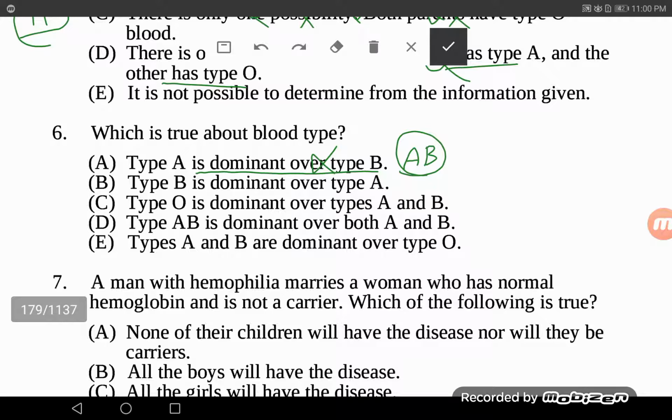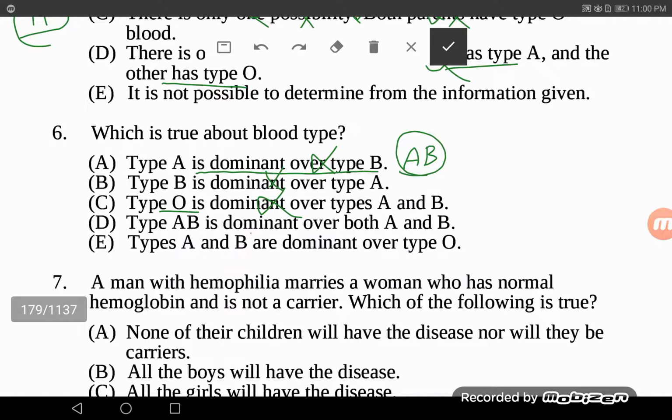No one is dominant over the other, okay. So it's not true that type B is dominant over A. This is also not true: type O is dominant over type A and B. It's a big mistake. Type O is the recessive one.